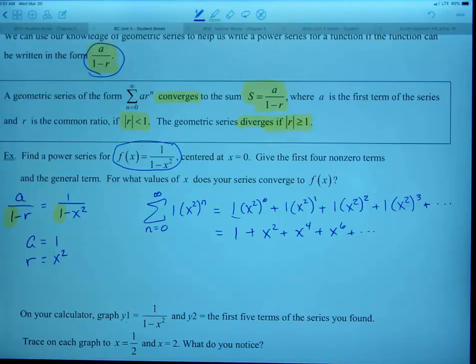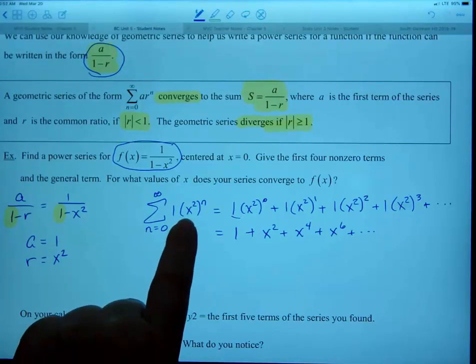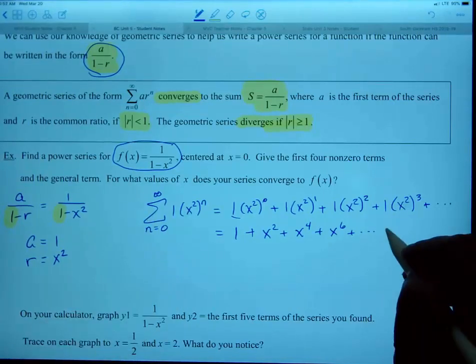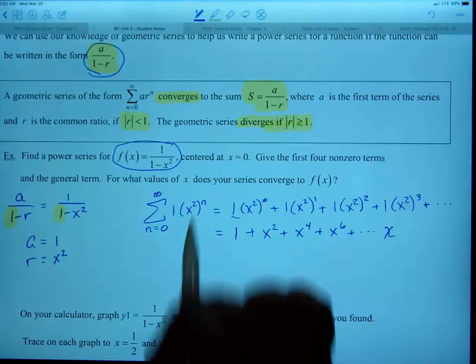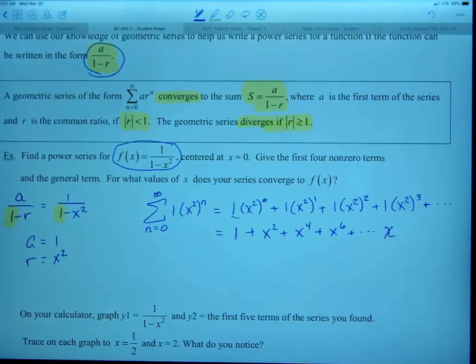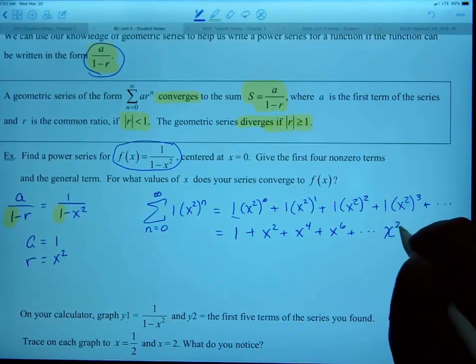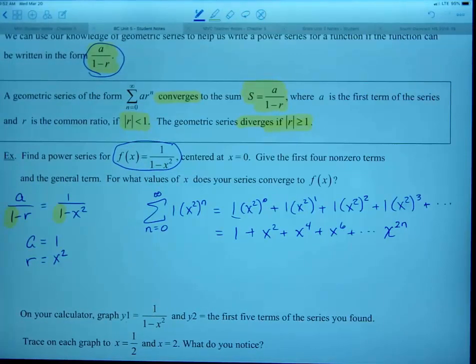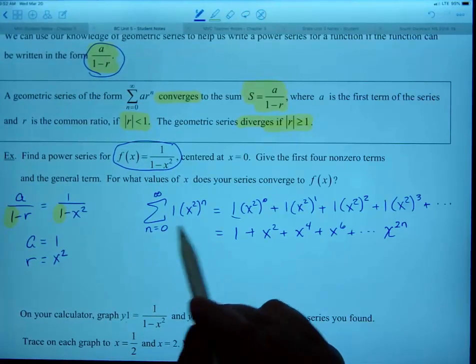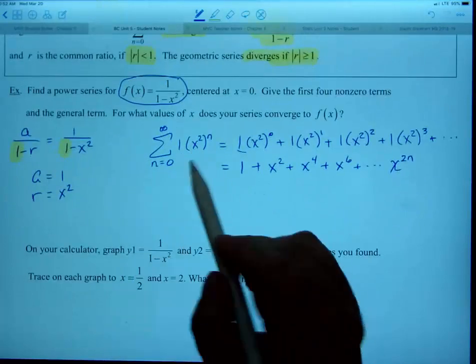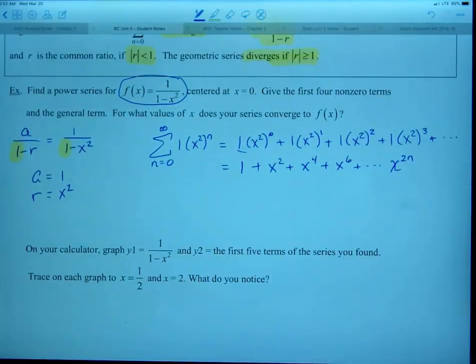Now the general term is what's in here, but just cleaned up. So what would that be? Is it 2n or n plus 2? 2n. It is 2n. There's my general term. We're looking at what's inside the sigma. The inside of the sigma, we clean it up. So 1 times whatever, the 1 goes away, and the 2 and the n multiply. So it's x to the 2n. That's the general term. All right?